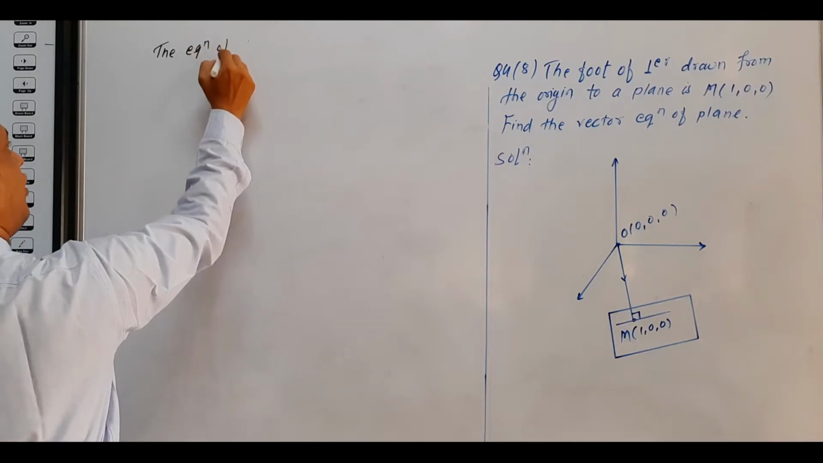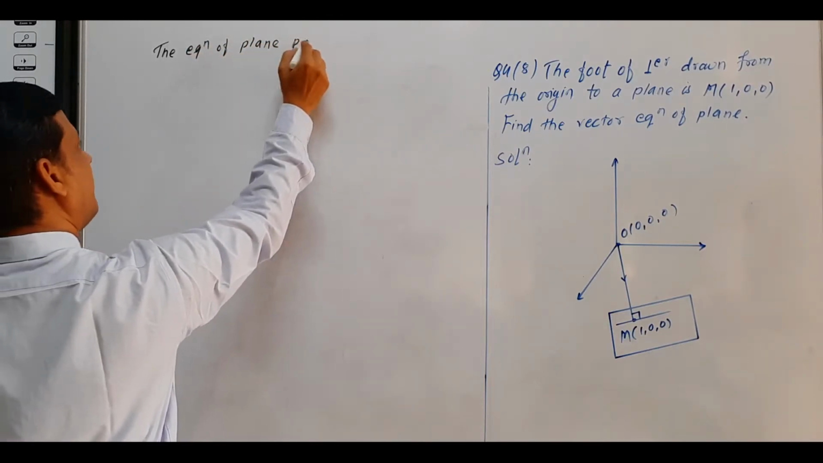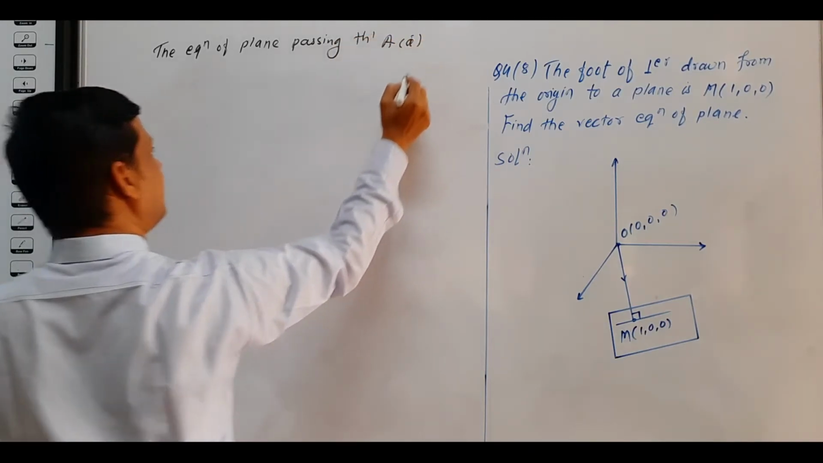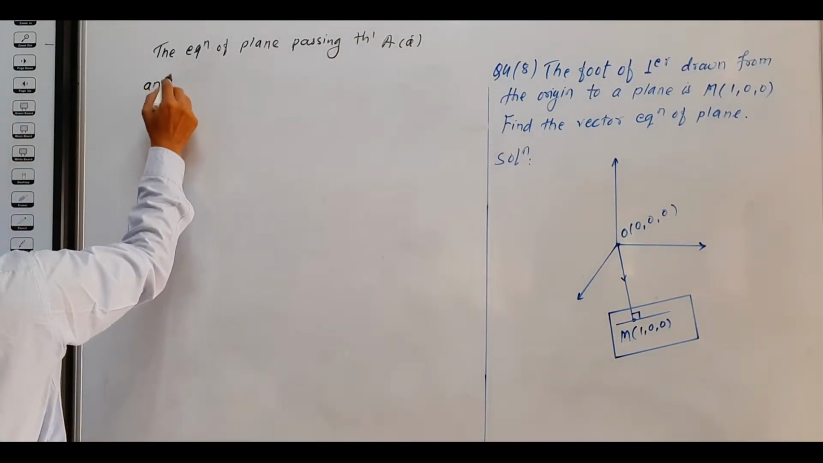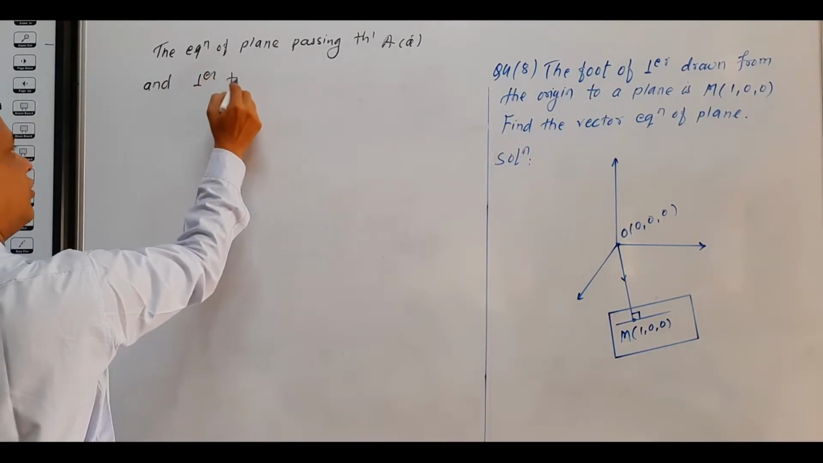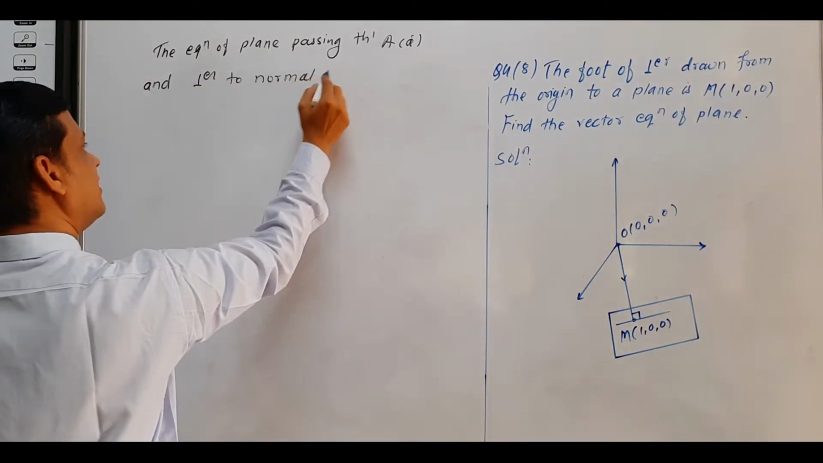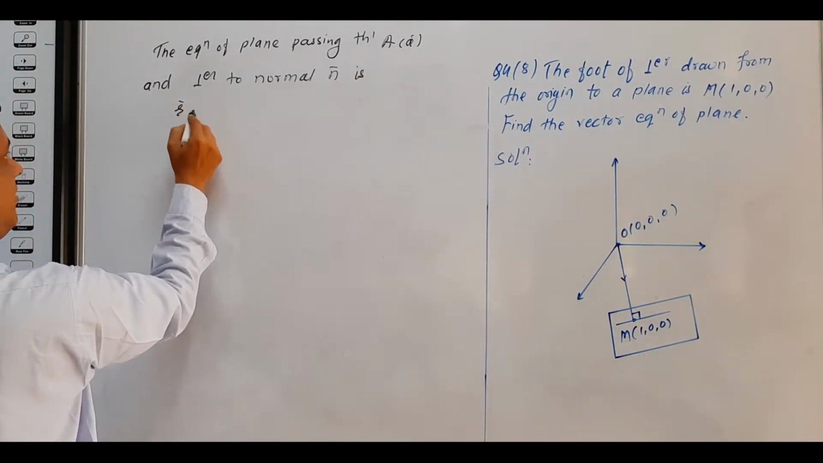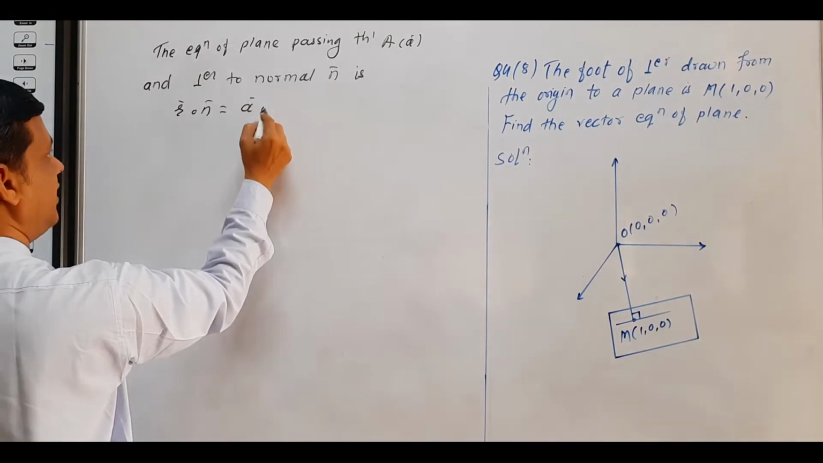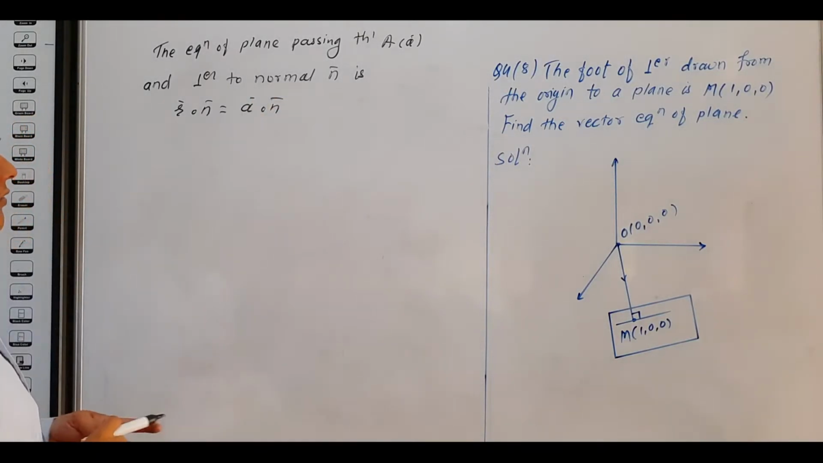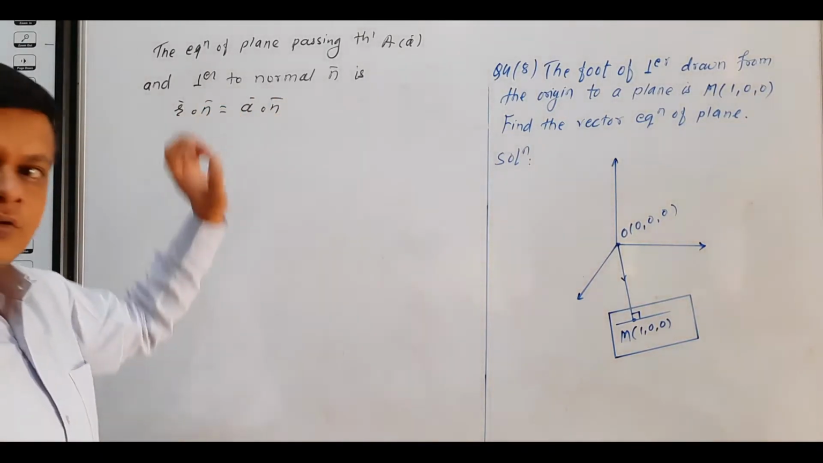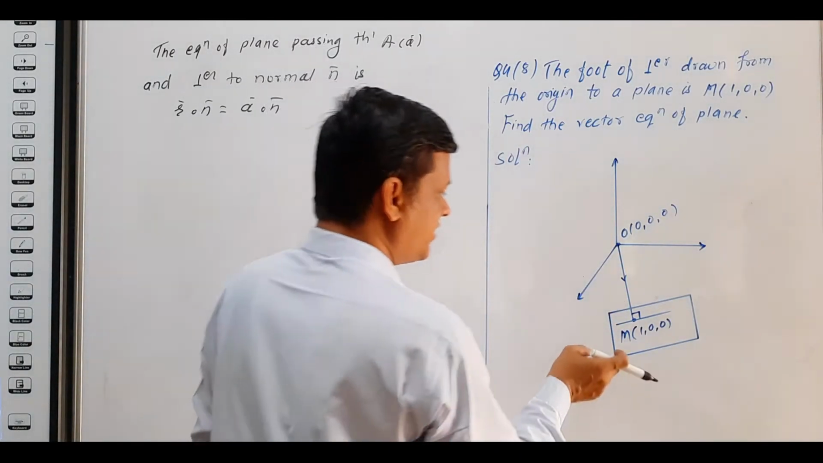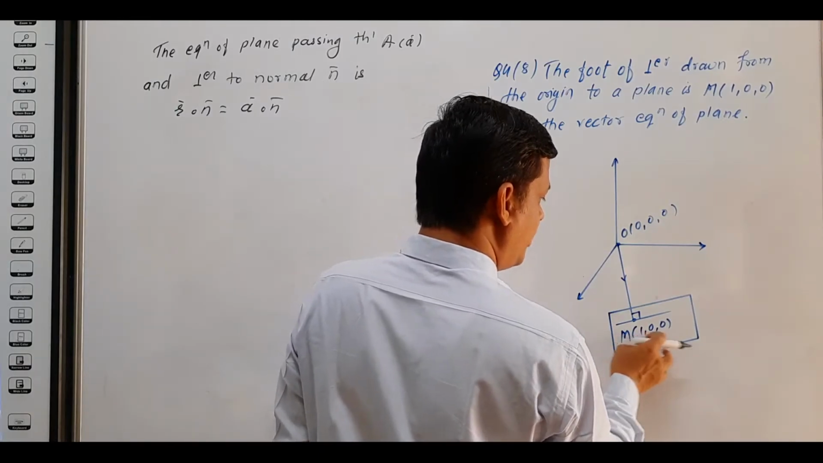Because we know the equation of a plane passing through a-bar and perpendicular to normal n-bar is r-bar dot n-bar is equal to a-bar dot n-bar. So we require n-bar here, so we calculate n-bar. Now observe the diagram. This plane passes through the point M(1, 0, 0).